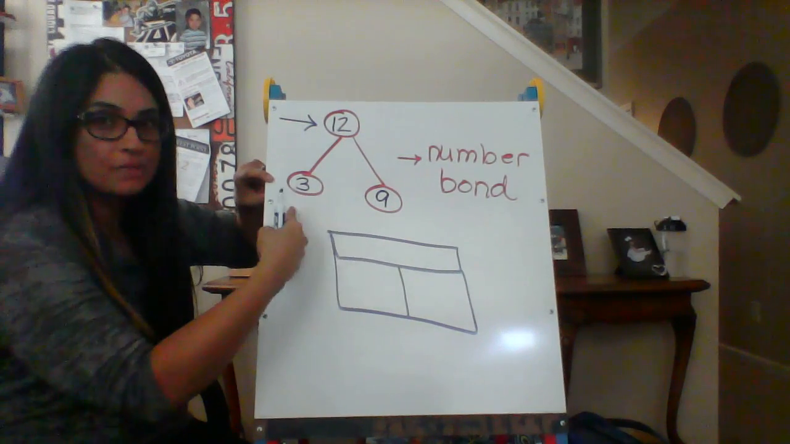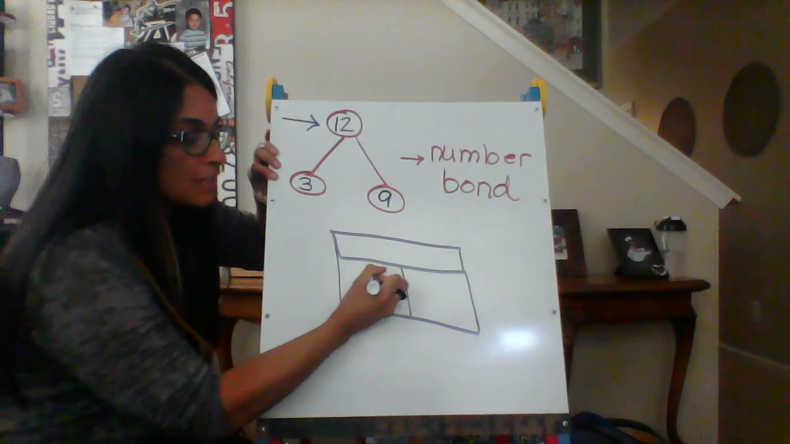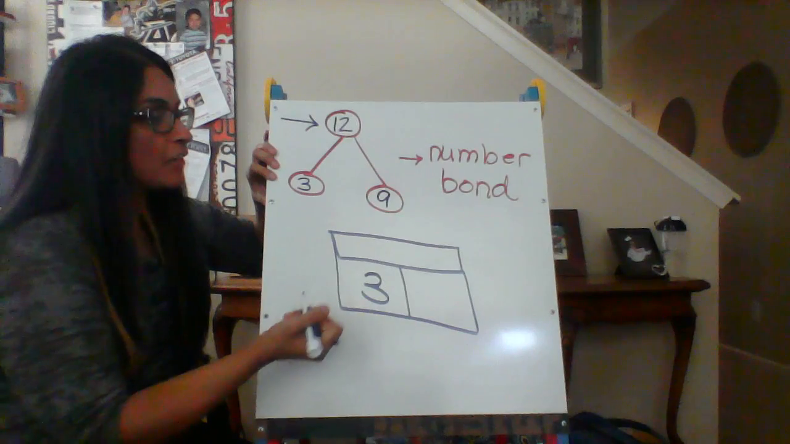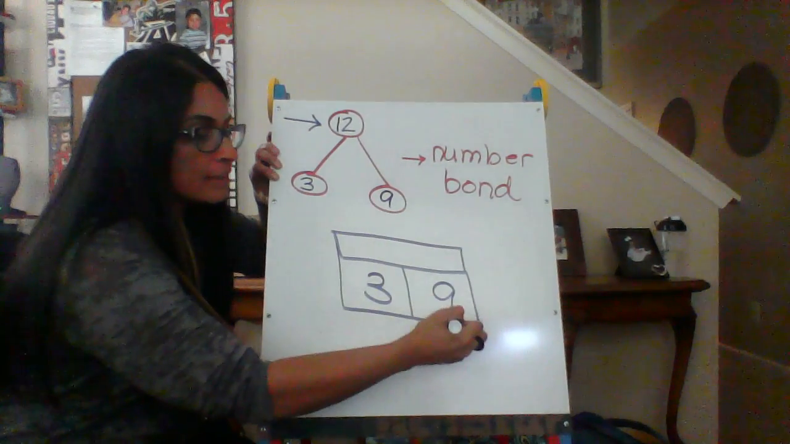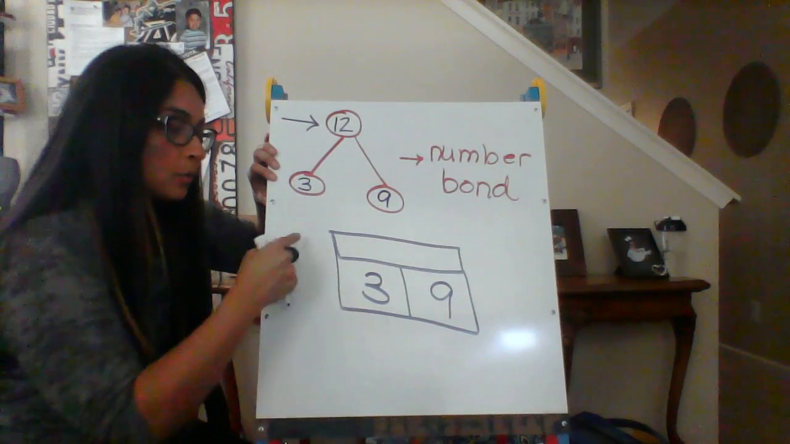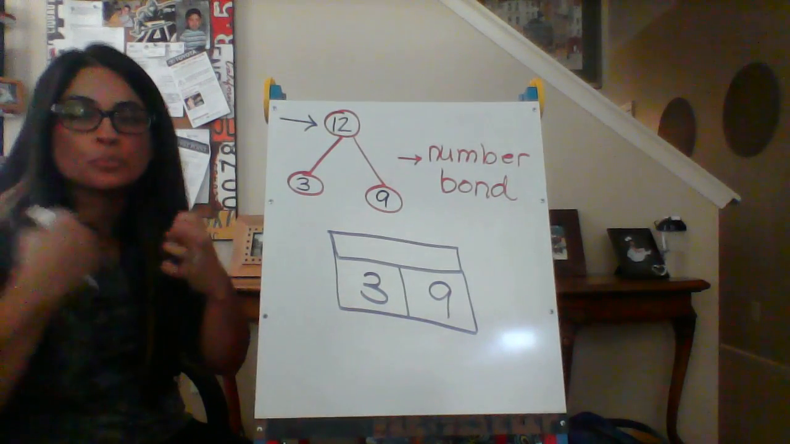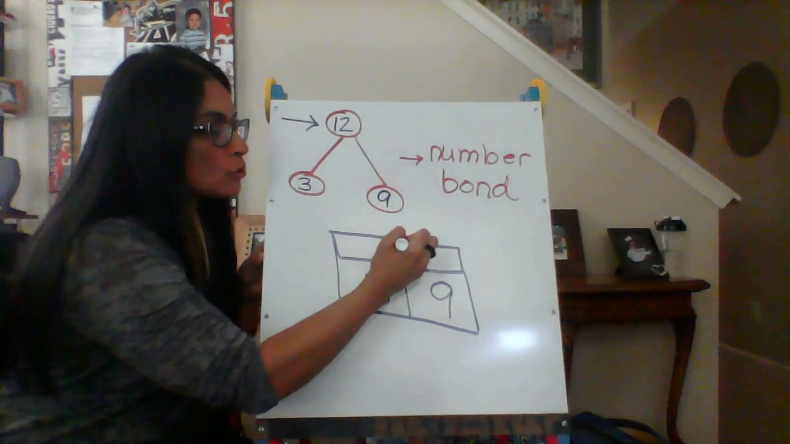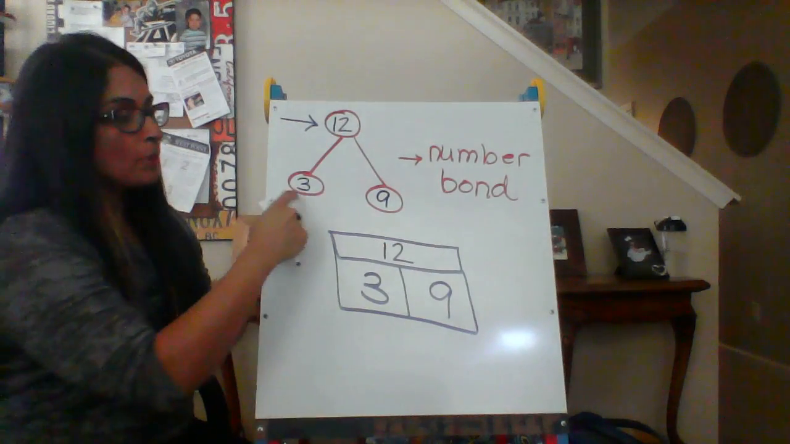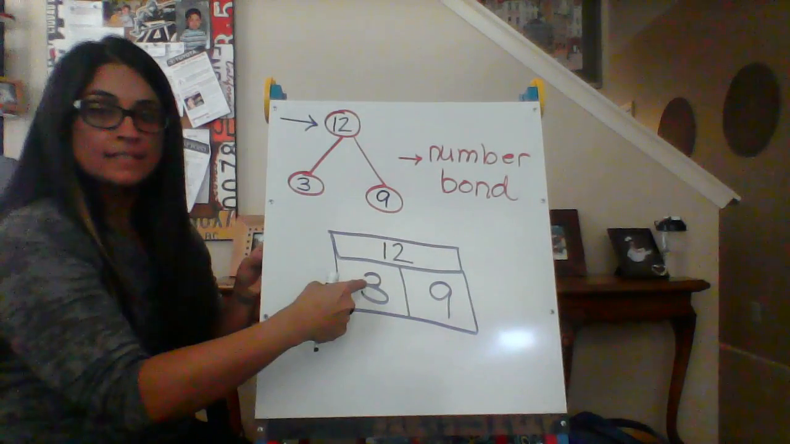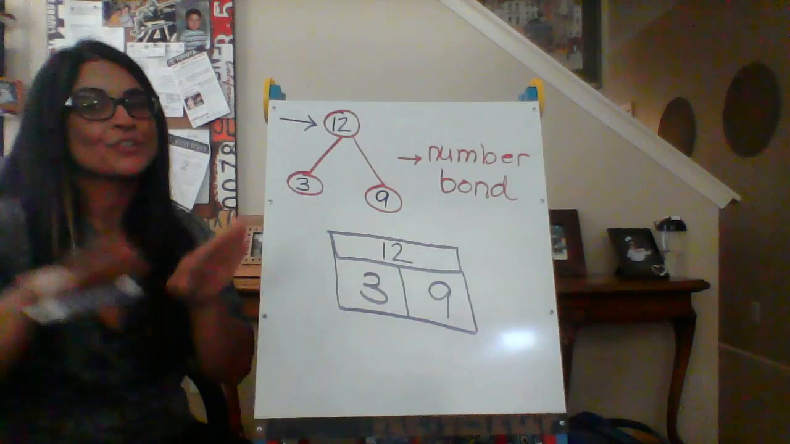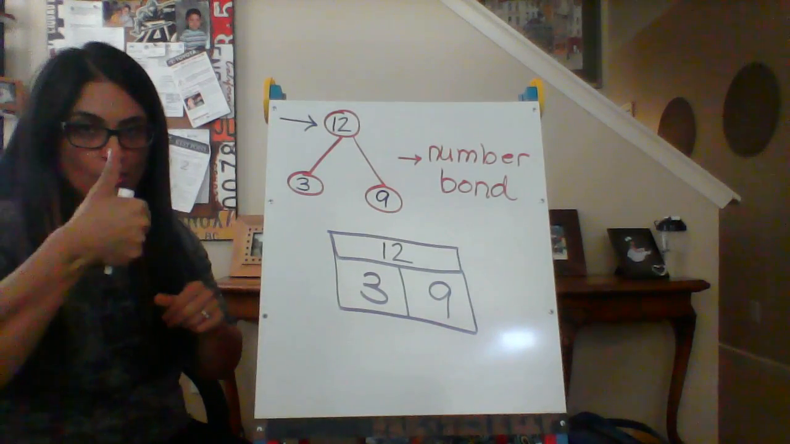So what would the first part of this bar model be? Well, it could be any one of these parts. I'm going to put a 3 here, and the other part is 9. And all together, what's the whole number? What do they all create? What's the sum when you put it together? Yes, 12. So this is part, whole, and this is part, whole. They're the same thing, all right?